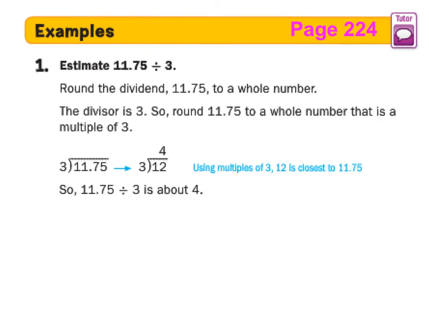So let's look at example 1. Estimate 11 and 75/100 divided by 3. Well, 3 is a nice whole number. It would sure be nice if we could get rid of this decimal. So let's round it off to a nice whole number. So 11 and 75/100 is really close to 12. And I could also say that it's awfully close to 11. But which one of these works best with 3? And that would be the 12. So it would be a good idea to round it to 12 divided by 3, and our answer then is going to be about a 4.